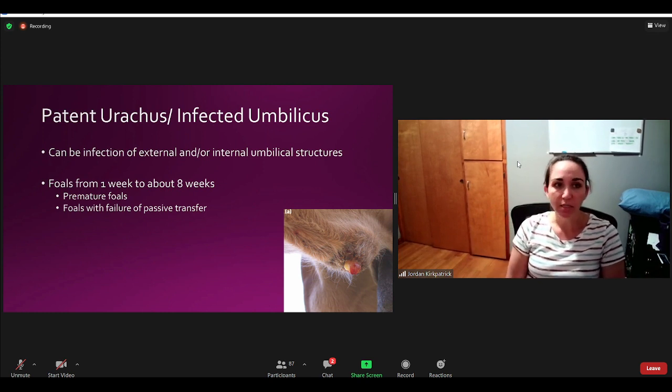Okay, next condition is a patent urachus or infected umbilicus. It can infect the external or internal umbilical structures, and this can occur in foals.